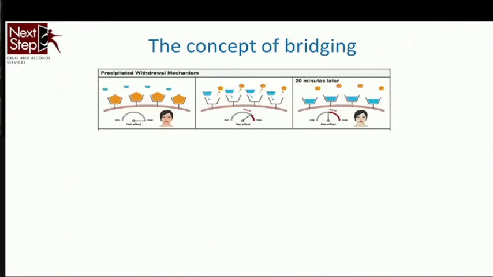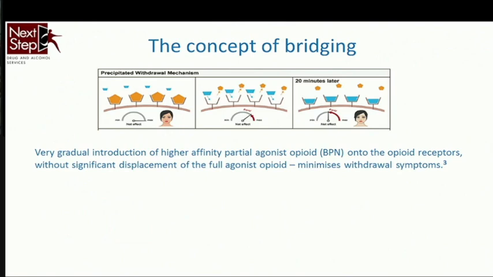So we come down to the concept of bridging. This is the concept that underlies microdosing. So I finally got to the topic of the presentation. What the concept of bridging means, remember that diagram from a few slides ago? Bridging actually involves very, very gradual introduction of buprenorphine, which has higher affinity, onto the opioid receptors without significant displacement of the full agonist opioid, whether it be heroin or morphine or oxycodone or methadone. By doing this, it minimizes withdrawal symptoms. This is the concept behind microdosing, and I'll get into more detail with that in the next slide.